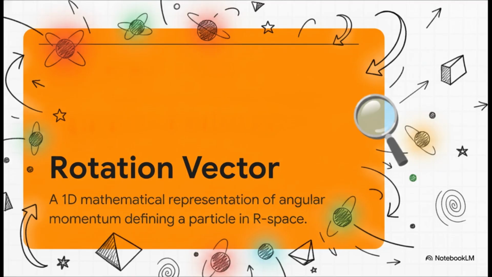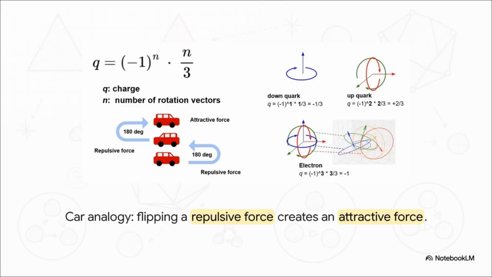And what's fascinating is that the configuration of these rotation vectors actually defines the electrical charge of the particle. To understand those bizarre fractional charges we talked about, let's use a simple analogy. In R-space, one standard rotation vector equals a -1/3 charge, and that right there is your down quark. Simple enough. But how on earth do we get a +2/3 charge for an up quark?